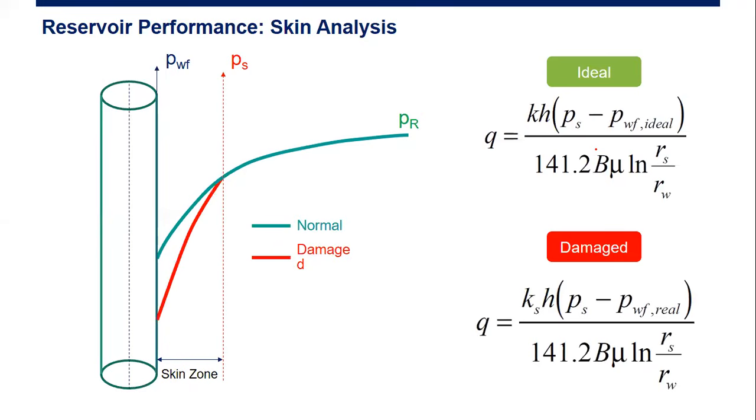But if we have skin factor, if we have formation damage, then there will be extra pressure drop. So the pressure should be like this one, but the pressure drop follows this red line. So there will be extra pressure drop due to skin factor or due to formation damage. And here we have PS, okay, PS, but we have PWF real.